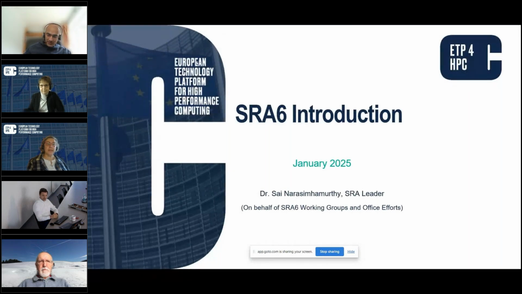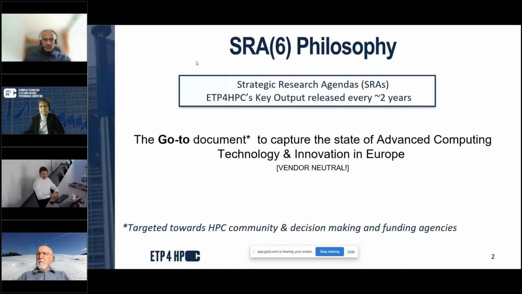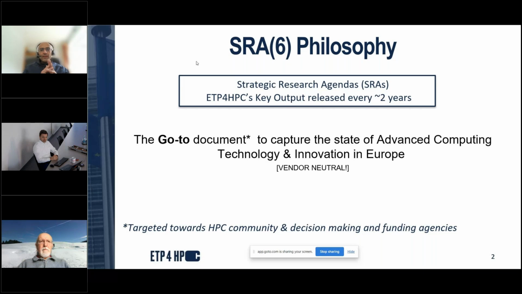Okay, great. So I've provided the introduction, so I'll just move to the next slide. So what's the philosophy of SRA6? It's our strategic research agenda, and it's ETP4HPC's key output that's released approximately every 2 years, and this is the 6th version. The idea is for this to be the go-to document to capture the state of advanced computing technology and innovation in Europe.